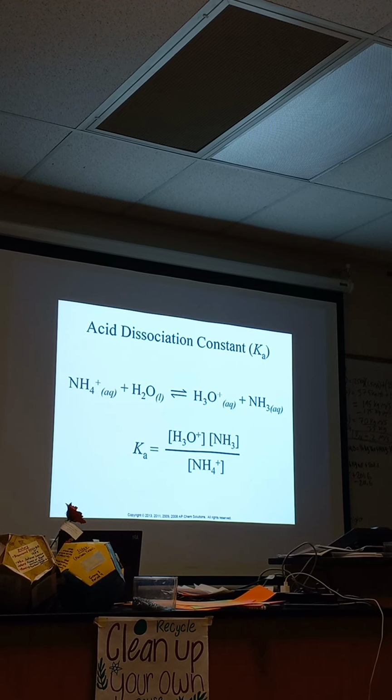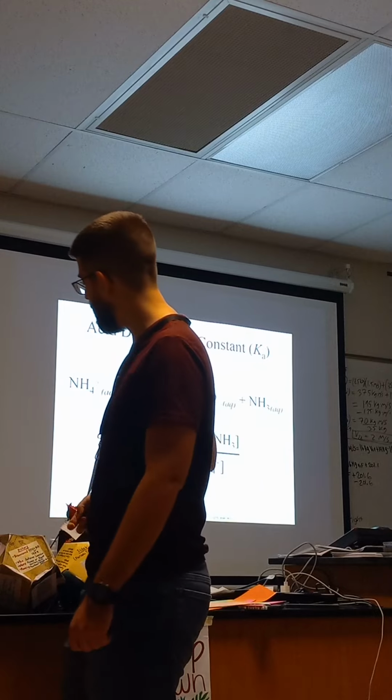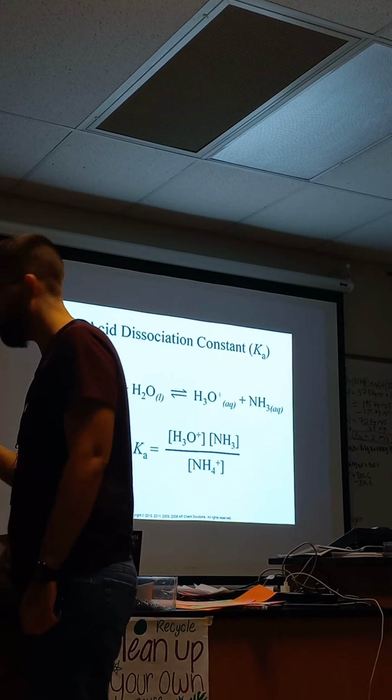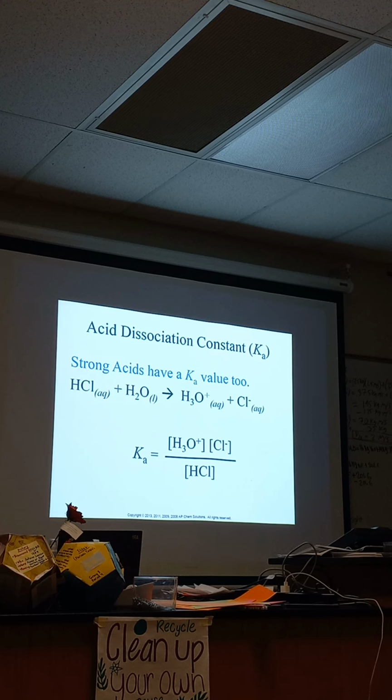So I just want to drive the point home, guys, in case last class or the last chapter was rough. Remember, it's products over reactants. Very good. Okay, so strong acids, even though we assume they go what percent? 100%. They're gonna have Ka values too. It's just their Ka values are gonna be very high, right? Which means which group is higher, the products or the reactants? Products, right?